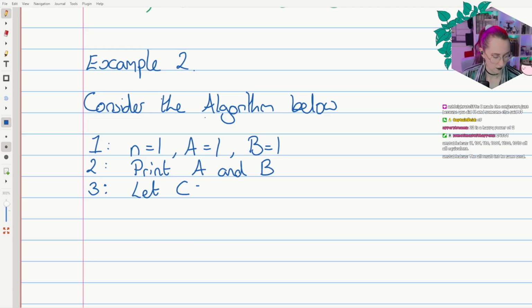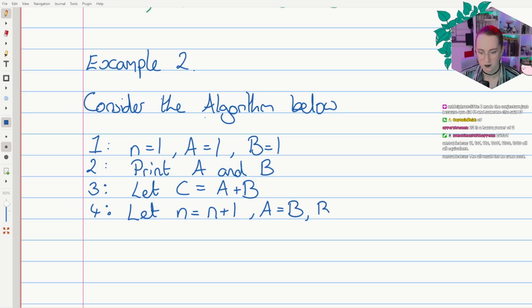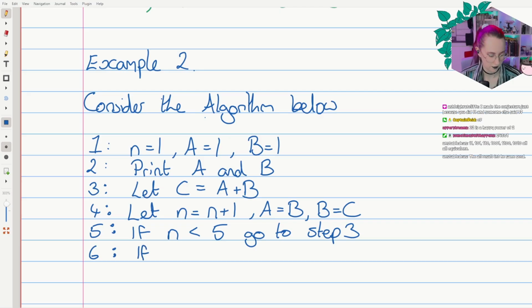Step 3, let this new number c be a plus b. Step 4, let n be n plus 1. Set a to be b and b to be c. Step 5, if n is less than 5, go to step 3. And then step 6, if n equals 5, stop.